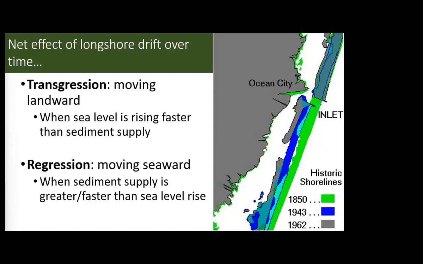Remember, barrier islands are built by sediment. So if you have a bigger sediment supply, you have a positive sediment input, you're going to build out more and more. But if the sea level is rising faster, you're going to erode more than what you can replace. So we're going to move further and further back towards the shoreline. So transgression, moving landward; regression, moving seaward. Keep that in mind.